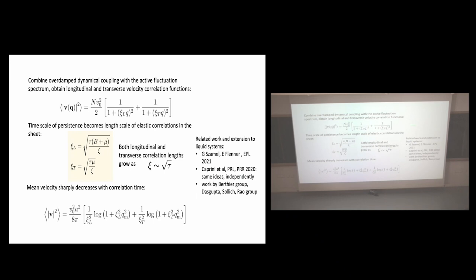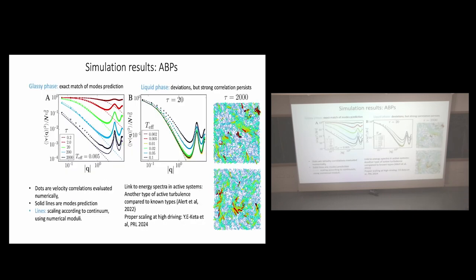I should say we're not the only ones who came up with this. This has been sort of simultaneously discovered by 5 or 6 different people. Yeah. And this works very well, and it really explains where this stuff comes from. So you can see it, for example, here for active Brownian particles. This is for a very persistent system.